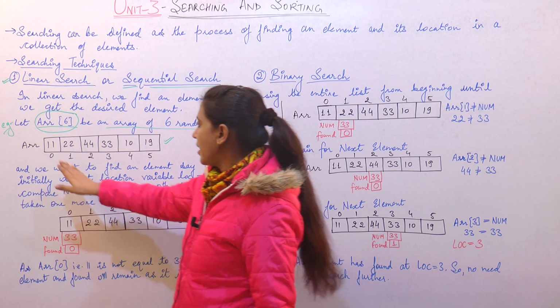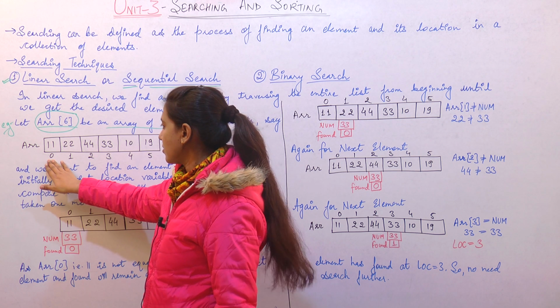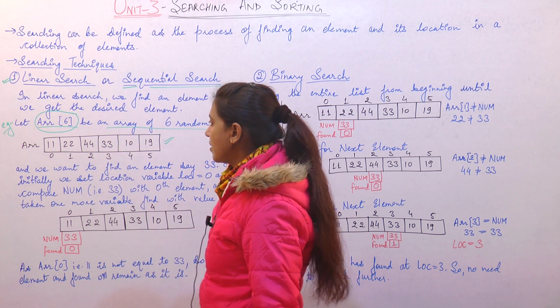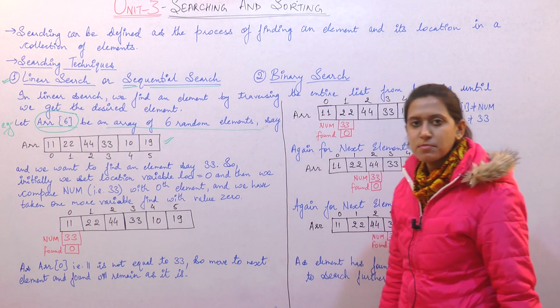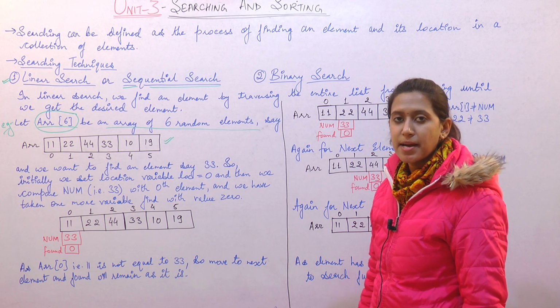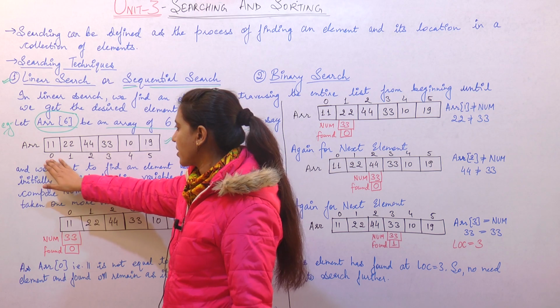That means element 11 is located at location 0, 22 at location 1, 44 at location 2. We are taking location from 0 because an array always contains the first element at location 0. That's why we have taken the location from 0.